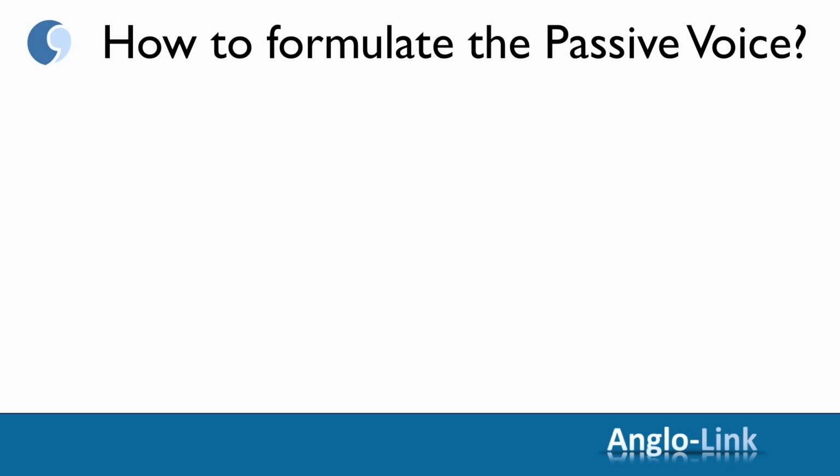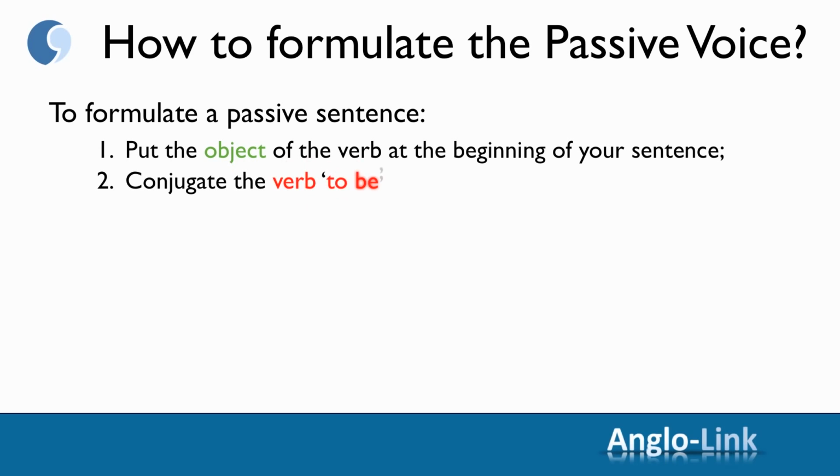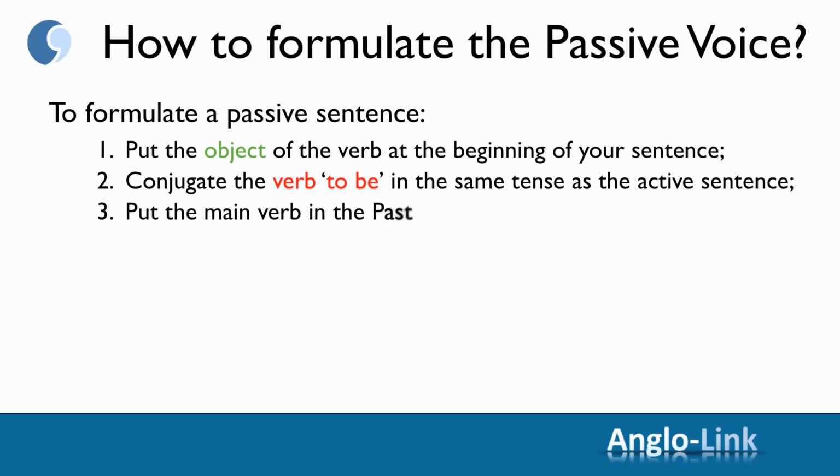Let's have a look at how we formulate the passive voice. There are 3 steps. First of all, put the object of the verb at the beginning of your sentence. Then, conjugate the verb to be in the same tense as the active sentence. And finally, put the main verb in the past participle form.